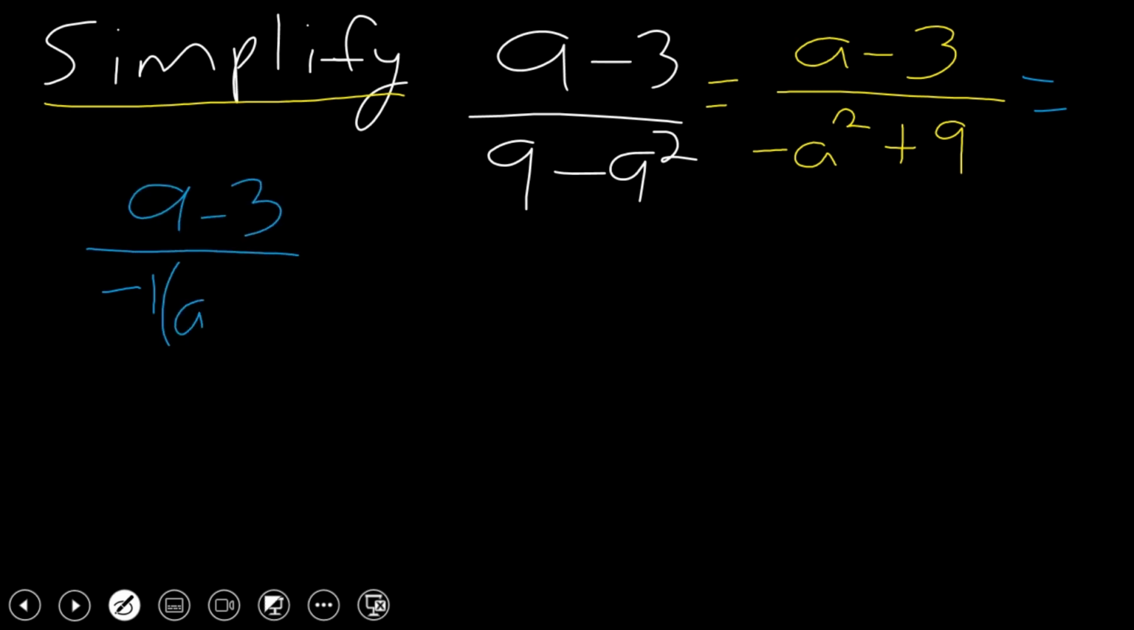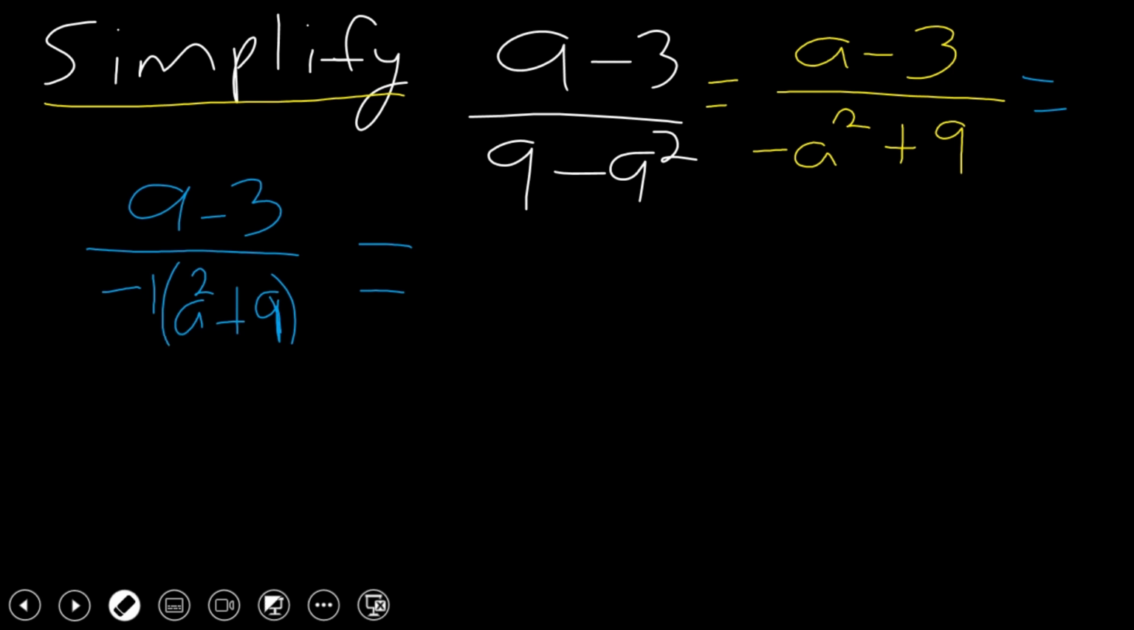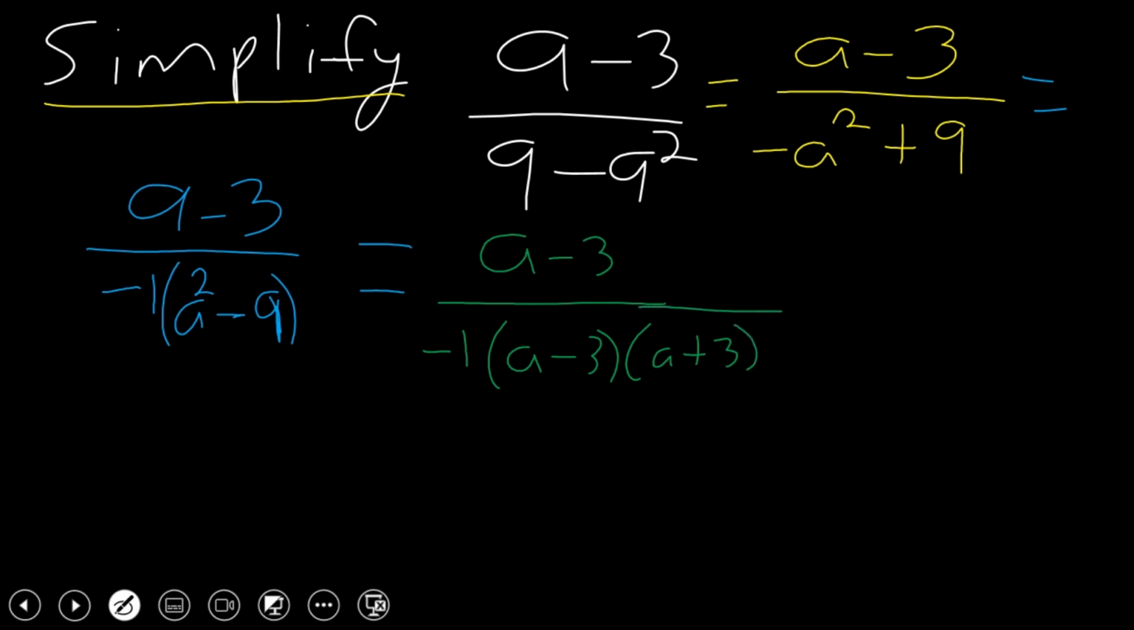So we have a squared plus 9. Okay, now we're not done because we have to, that should not be plus 9, it should be minus 9. We have to factor out the bottom one. So we have a minus 3 over negative 1, a minus 3, a plus 3. Okay.